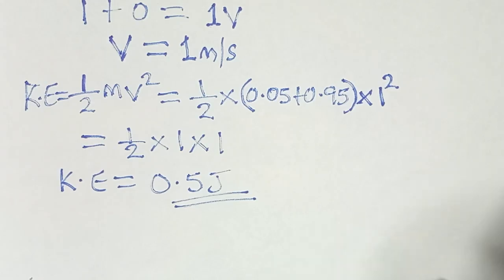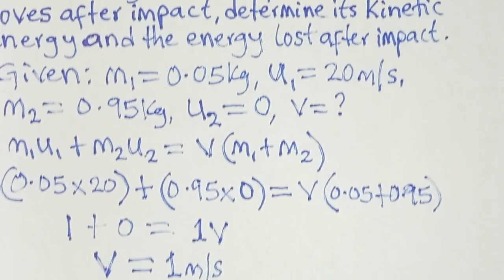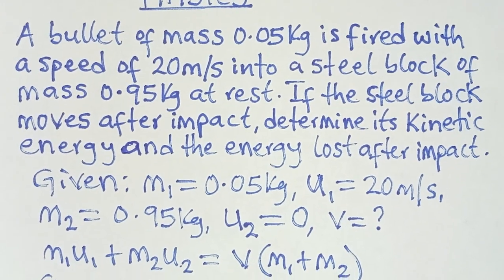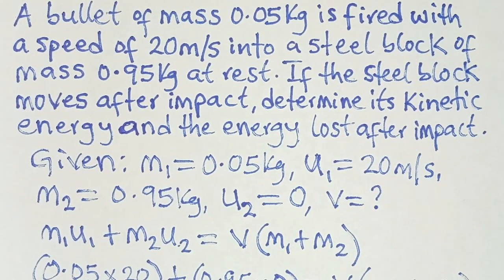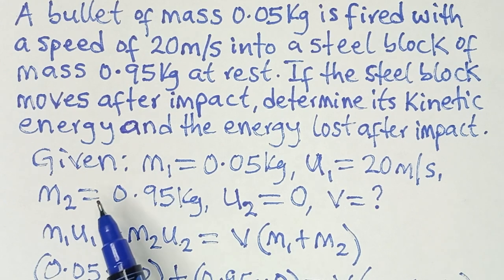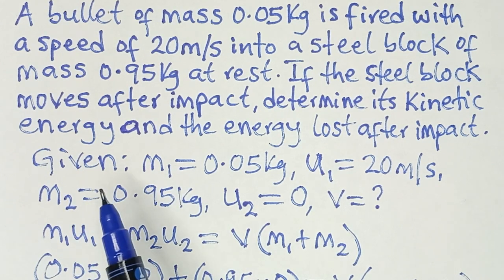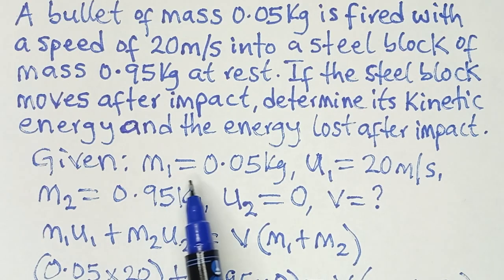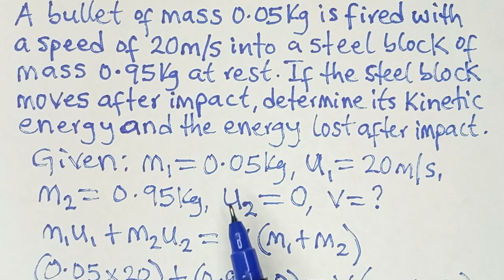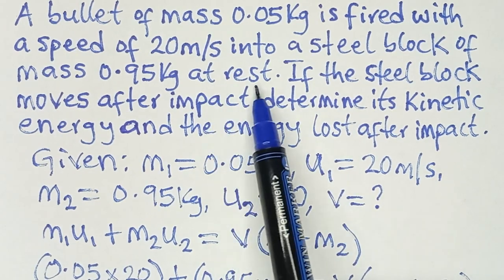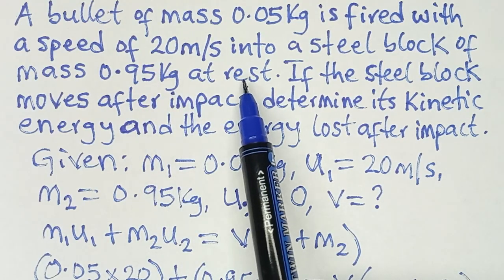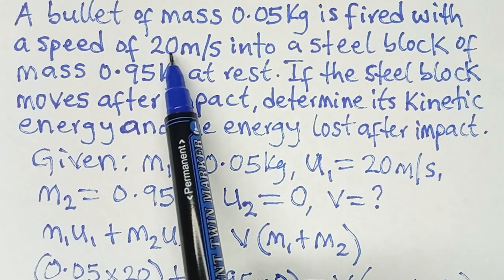Now the question says we should find the energy lost in the process too. That is something that the question also asks us. So for us to find the energy lost, we need to first of all calculate the total energy before impact. So the total energy before impact is the energy of the bullet, because don't forget, the energy of the block is 0 because the block was at rest. So the initial energy of the block was 0.